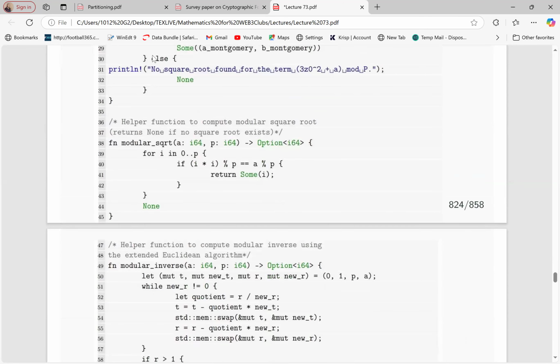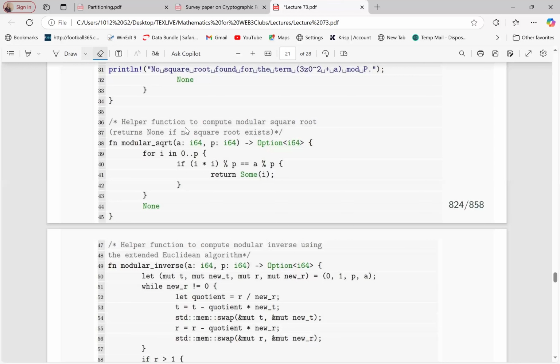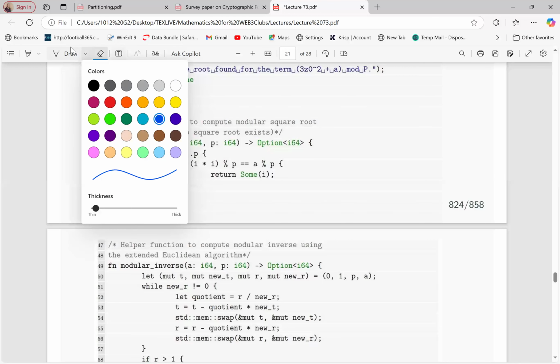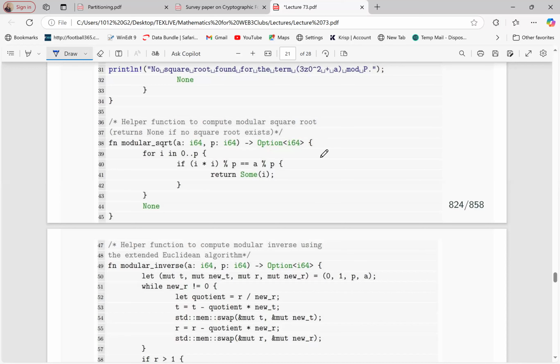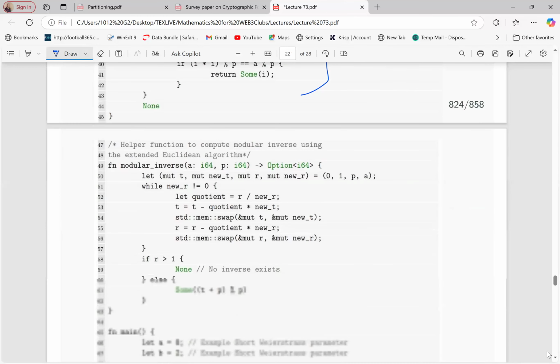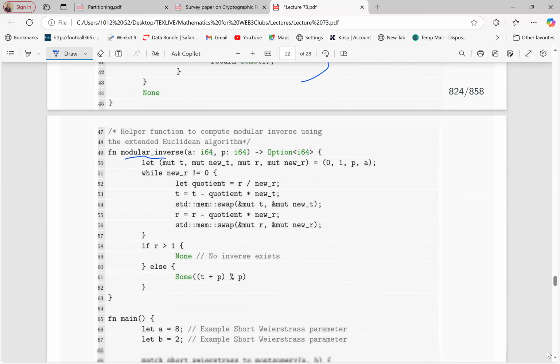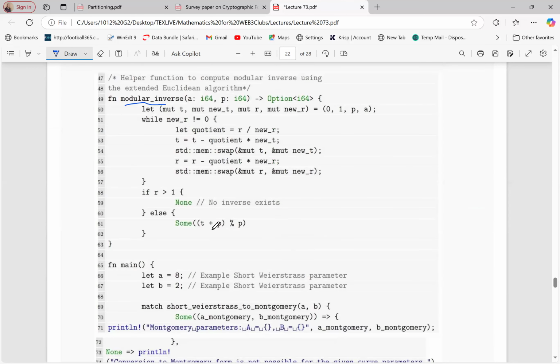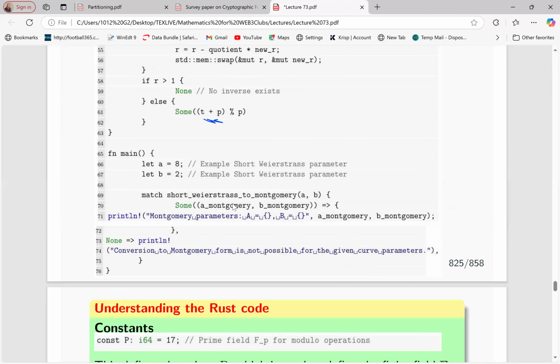Then you give it how to get the square root. This part is how it's supposed to get the square root. You give it, and it gives the square root. Then what about the inverse? You also tell it how to get the inverse. If the inverse is negative, you add p, and so on. So this code is supposed to do that.